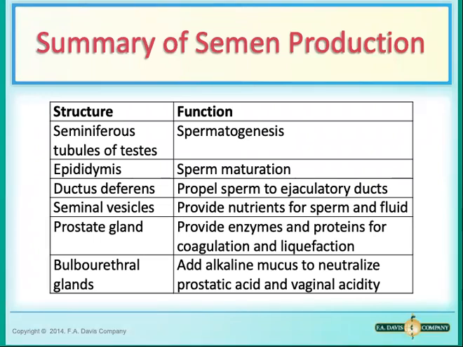The seminal vesicles provide nutrients for sperm and fluid. The prostate gland provides enzymes and proteins for coagulation and liquefaction. And the bulbourethral glands add alkaline mucus to neutralize prostatic acid and vaginal acidity.